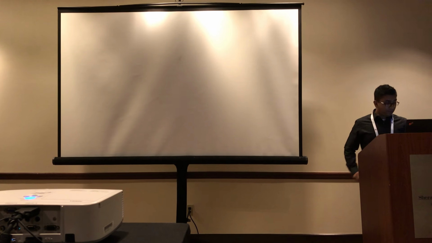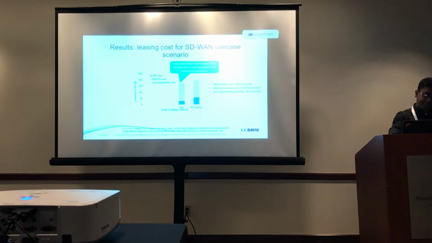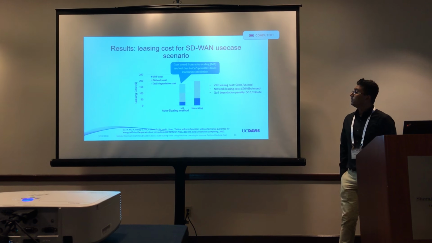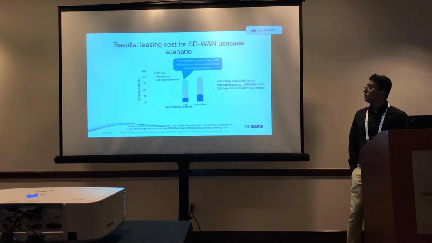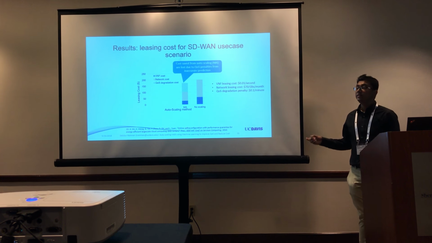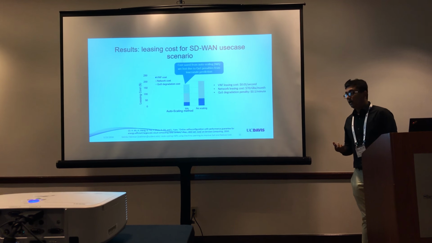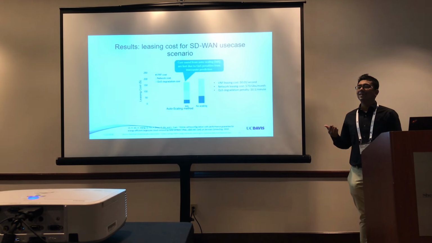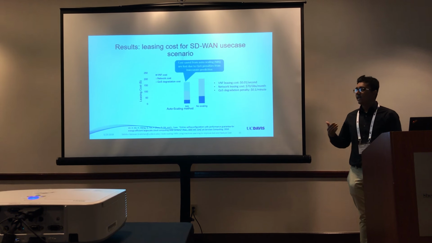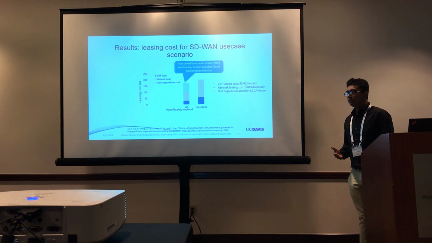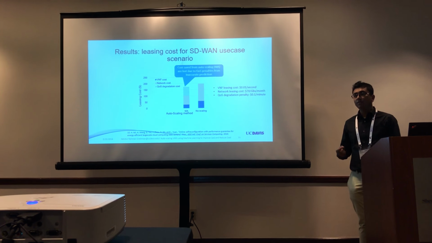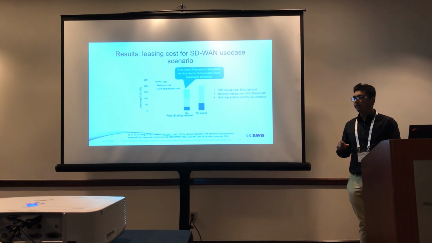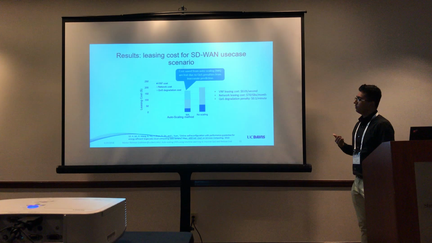So in terms of how we can save QoS and leasing cost, we go into an SDN use case scenario, because recent surveys have shown that SD-WAN is one of the highest leading use cases for virtual network functions. We look into a scenario with one HQ, which needs connectivity between 4 branch offices and needs the traffic to go through some virtual network functions.